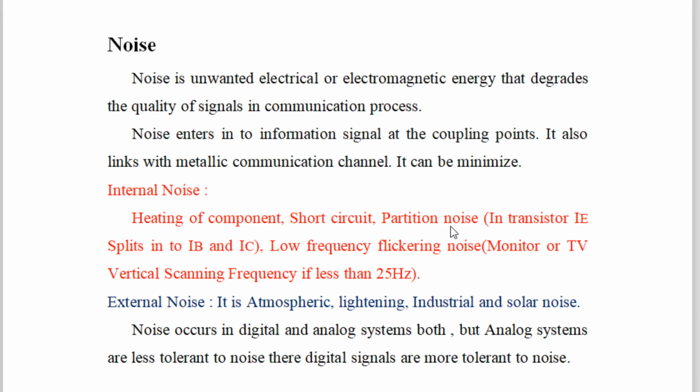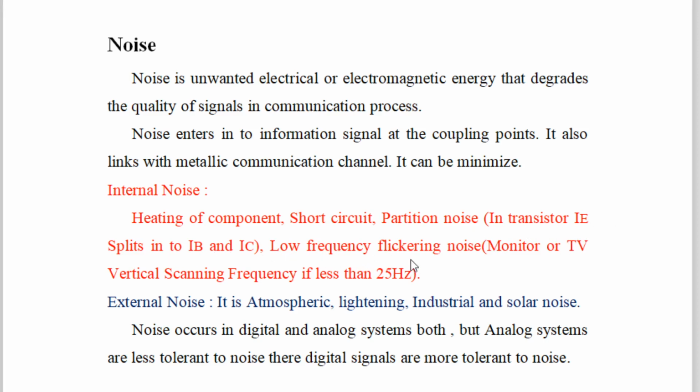Some electrons go to the base section and some go to the collector section, and this is called partition. So electrons are divided into two different parts, some going to the base and some going to the collector. That is partition noise. This partition noise takes place normally in semiconductors.